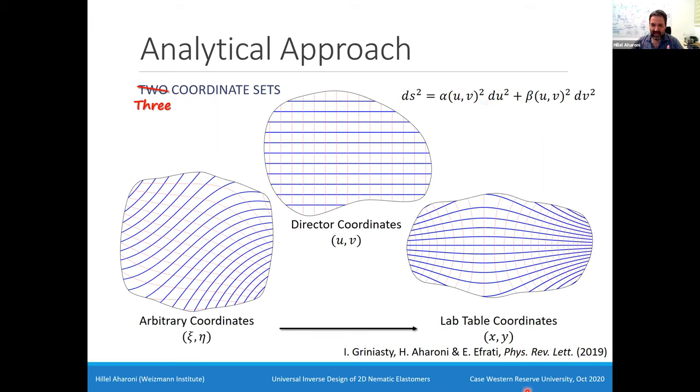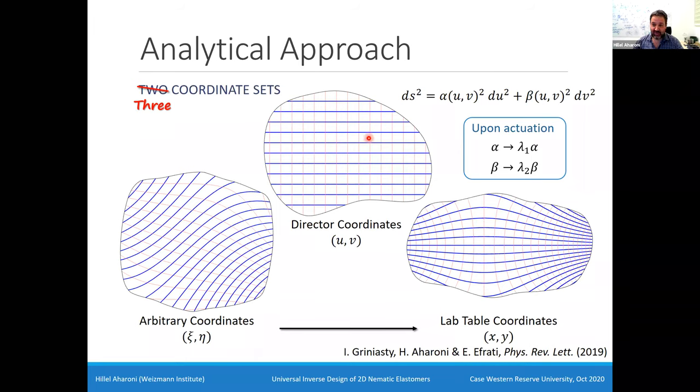Now, it seems like I only complicated the problem, okay? Because all I had is a director field, and now I have these two scale factors and this whole new coordinate system. However, the nice thing about the UV coordinates or the director field coordinates is that the actuation is very simple to write in those coordinates, because basically all the distances along the director change by a factor of lambda one, and the distances perpendicular to the director change by a factor of lambda two. So if this represents the pre-actuated metric, the post-actuated metric will just have alpha multiplied by a constant factor of lambda one and beta multiplied by a constant factor of lambda two, okay?